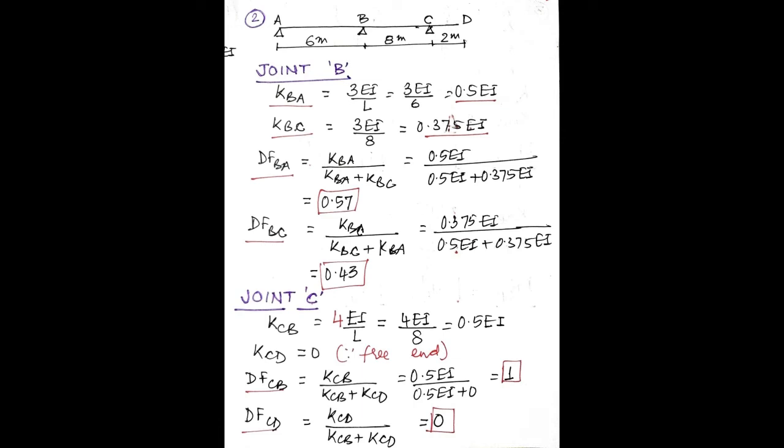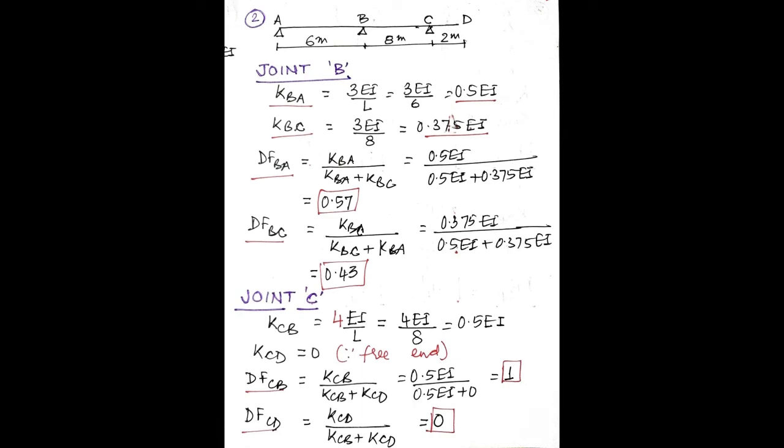Now let us see joint C. Joint C has CB and CD, both members. So the stiffness for CB will be 4 EI by L. You notice that I have written the 4 in red color to point it out. So can you think and tell me why it is 4 EI by L? It is not 3 EI by L. Why? Think on it.